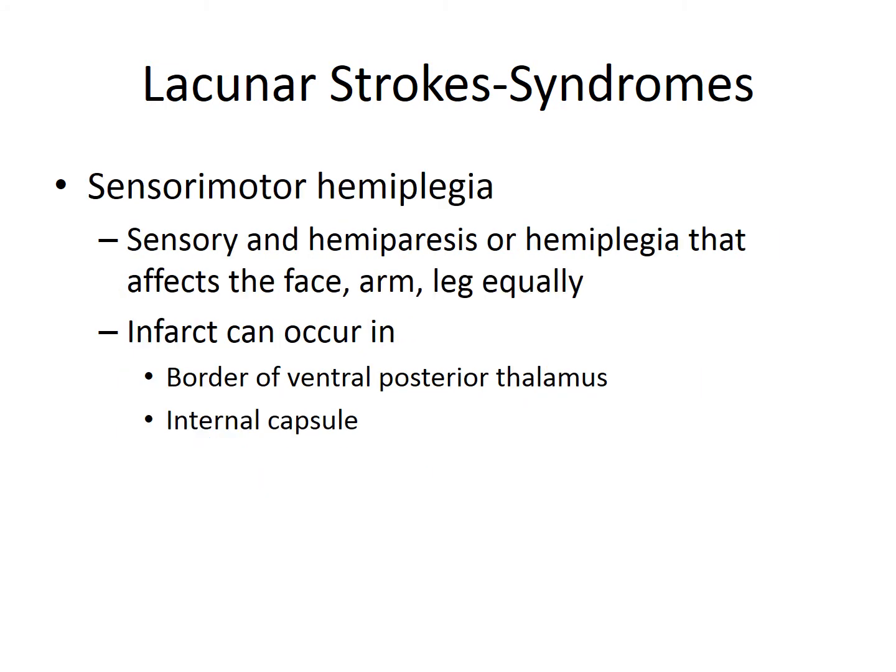If that lacunar stroke is happening in the border of the ventral posterior thalamus or the internal capsule, you can have sensory motor hemiplegia, sensory and hemiparesis, or hemiplegia that affects the face, arm, and leg equally. And again, that infarct occurs in that ventral posterior thalamus or the internal capsule, and again, it's typically sensory motor hemiplegia.